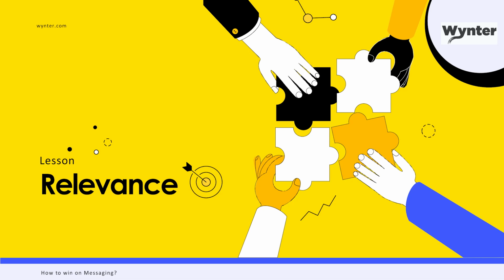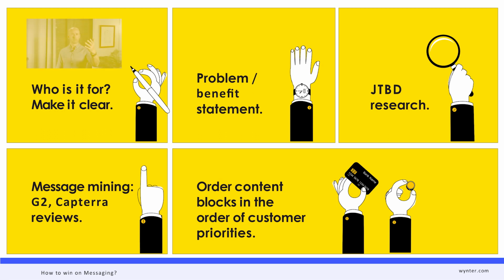Relevance. So relevance answers the questions: who is it for, and why should I care about it? If I'm on your website, I want to understand not only what this is, but also who you are and who I am. Who is this for? If I'm a product manager, are you for product managers? Or it doesn't need to be about titles. It might also be about the desired outcome.